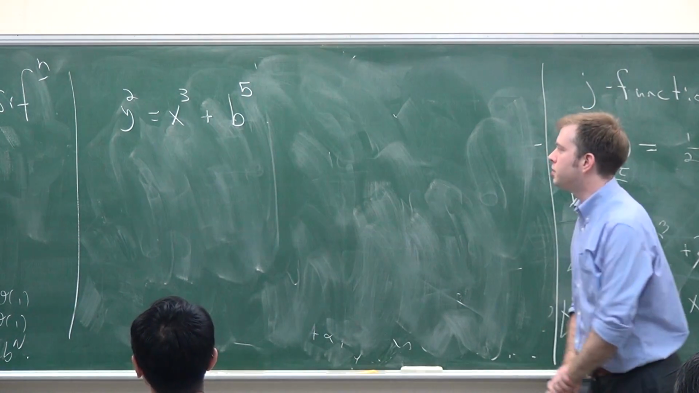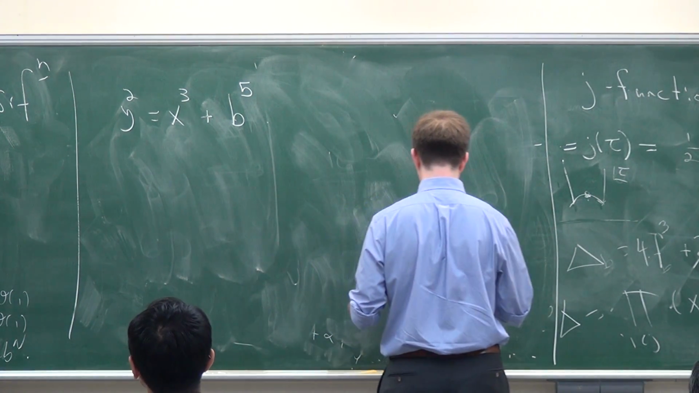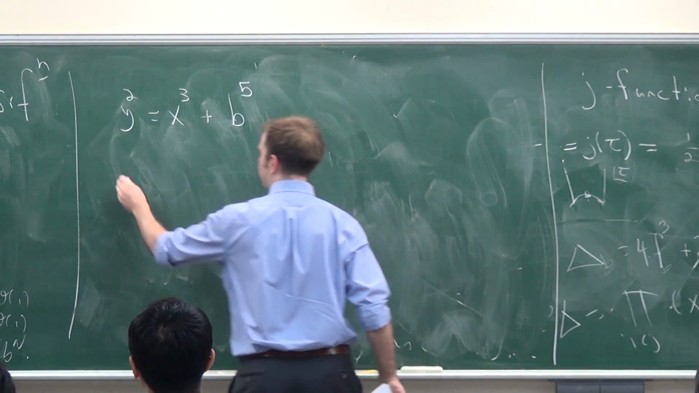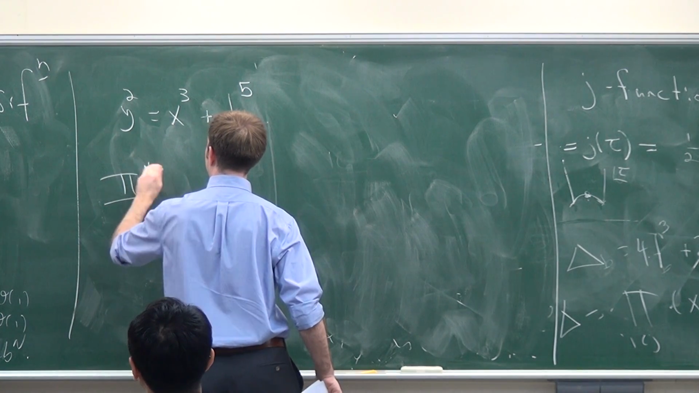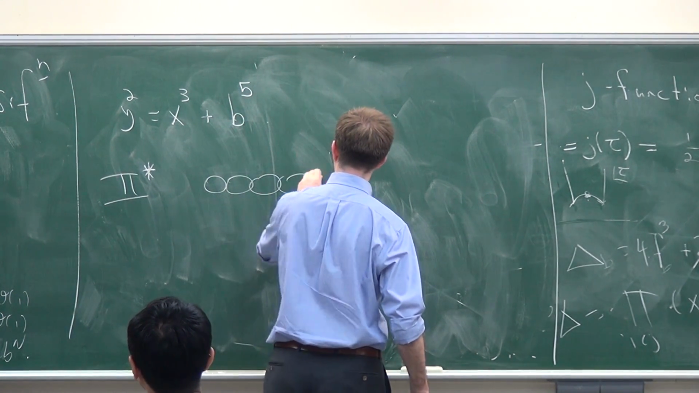y squared equals x cubed plus b to the fifth. What is this one? So Ira also tells us what this one is. It's a thing he calls the type 2 star degeneration. And what do the spheres look like in this case?